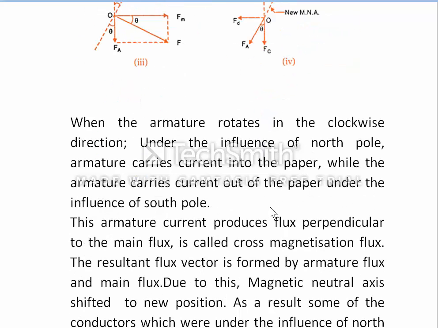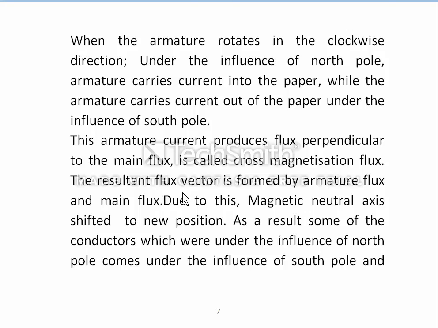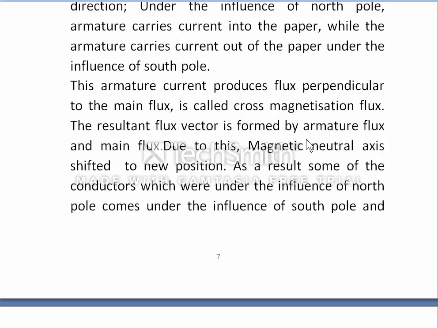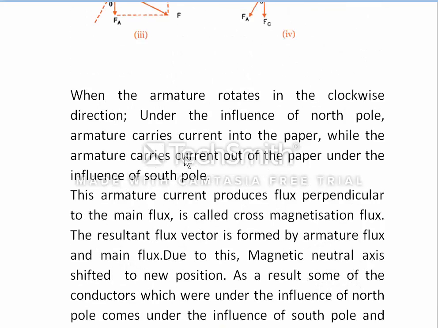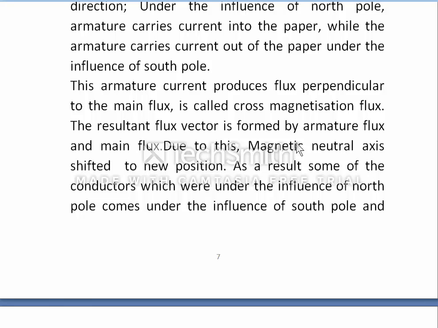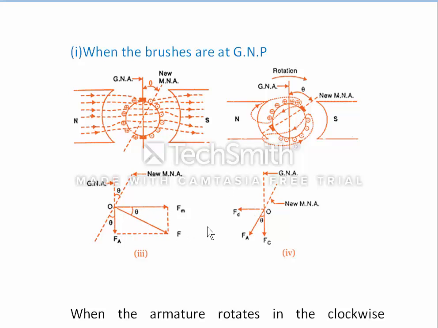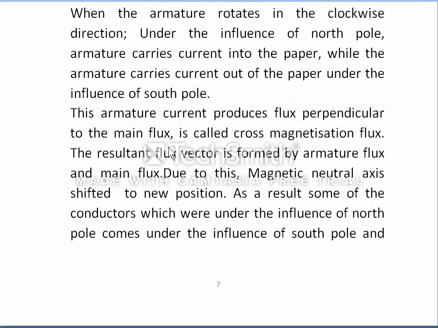This we can see here. So already the main flux is there, that is OFM. Now you have the armature flux OFA. Because of the two fluxes, we find the resultant flux due to the armature flux and main flux, and the direction of the resultant flux is like this. This is your main flux, this is your armature flux, and the resultant is like this. Due to this, the magnetic neutral axis shifts to a new position, because the magnetic neutral plane is always perpendicular to the resultant flux. The resultant flux is here now, so the perpendicular to this is the new magnetic neutral plane. Earlier it was here, coinciding with the geometrical neutral axis.